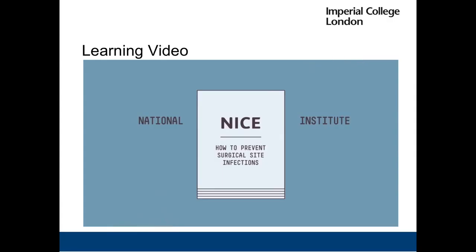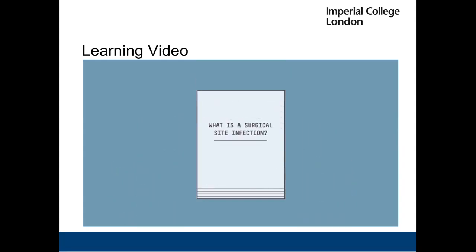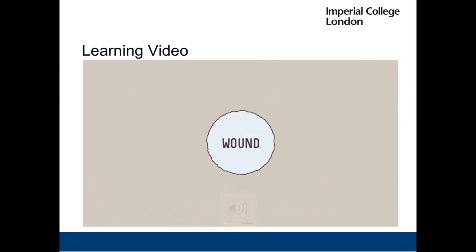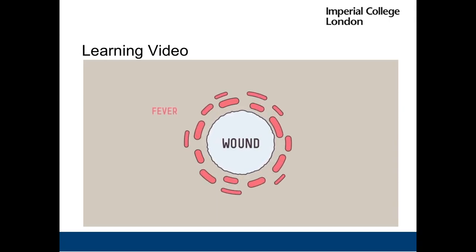The National Institute for Health and Care Excellence have produced recommendations on how to prevent surgical site infections that you can follow. So what is a surgical site infection? A surgical site infection is defined as being present when pathogenic organisms multiply in a wound, giving rise to signs and symptoms of infection, like fever, pain, redness, and raised white cell counts on blood tests.